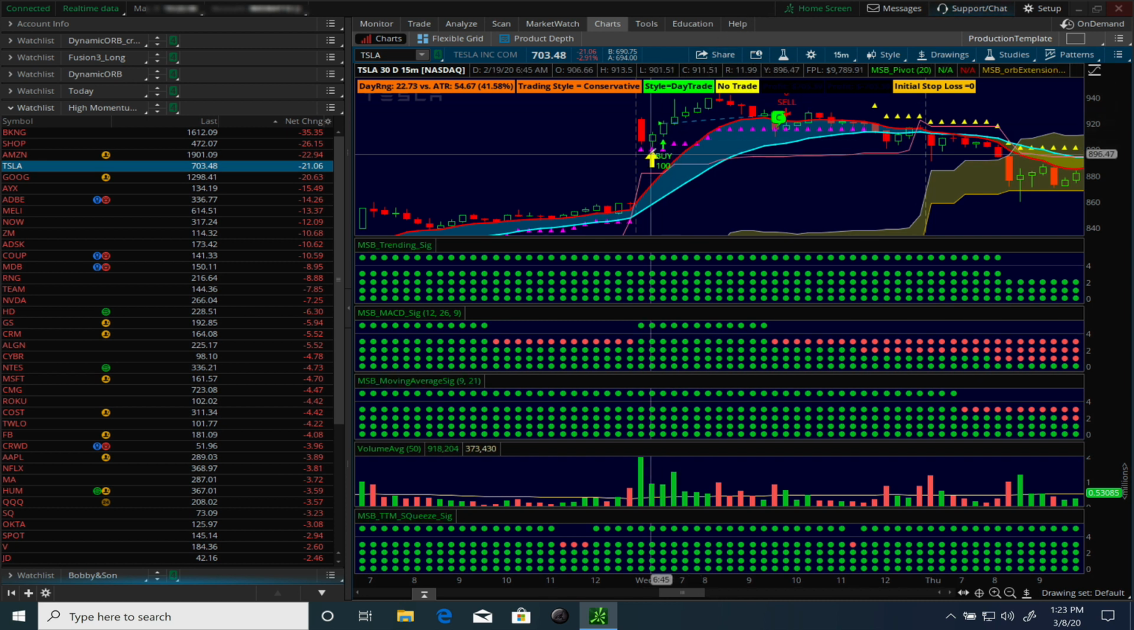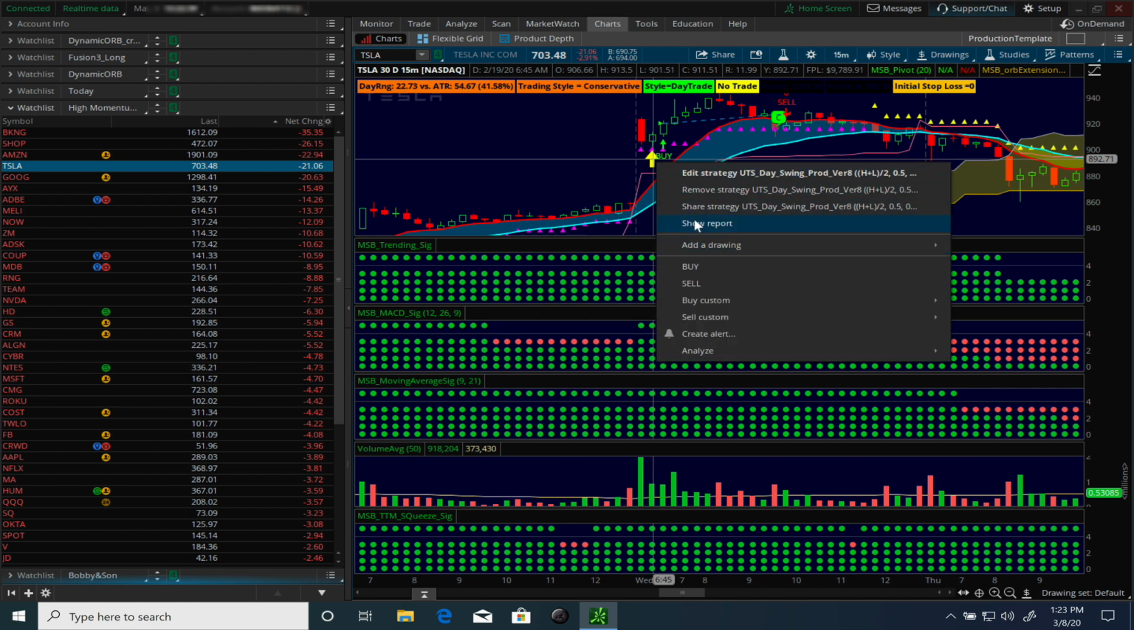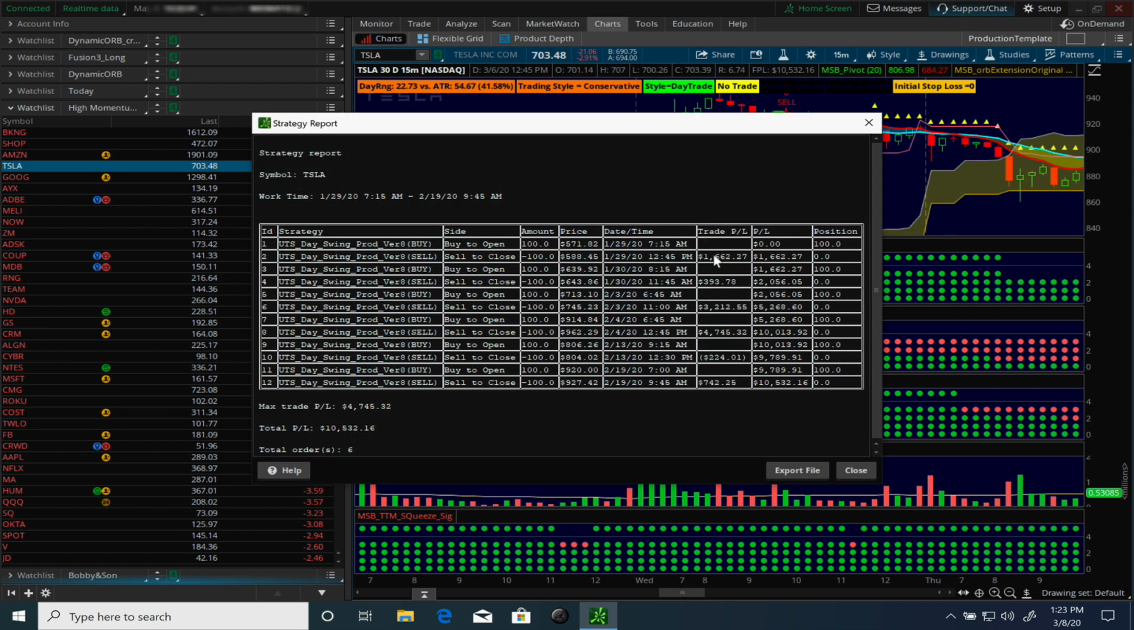So in this case of Tesla, again, we're going to right click and look at the show report option. And in this case, you can see we had a total of 6 trades, out of which 5 trades were successful. The first trade was profitable by 1600, the second by 393. We had another one for 3200, a win of 4700, a loss of 224 and 742, for a grand total of 10,500 in a month's time trading Tesla. So hopefully this gives you a few examples of how the day trading option differentiates itself from the swing trading option.